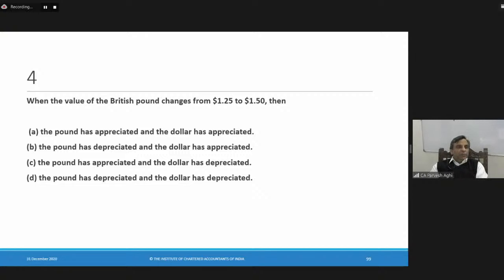So please answer this question. When the value of British pound changes from $1.25 to 1.5, so that means in 1 British pound, earlier you were getting $1.25, but now you're getting 1.5. Has the pound depreciated or appreciated? So Ambika, the pound has appreciated, and Sumit also says pound has appreciated. Yes, the answer is C. The pound has appreciated. Great.